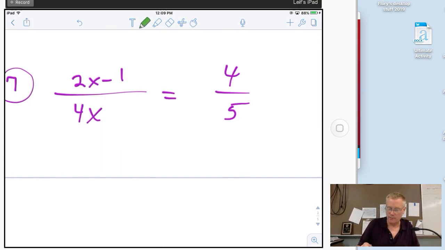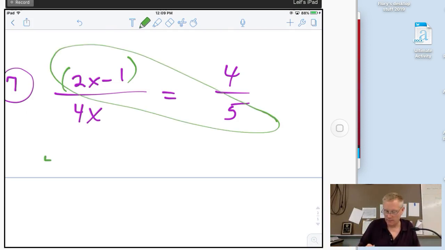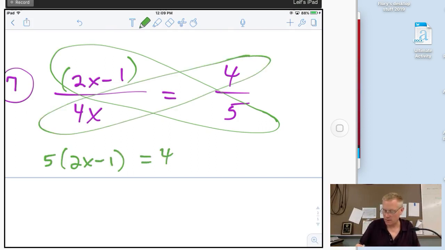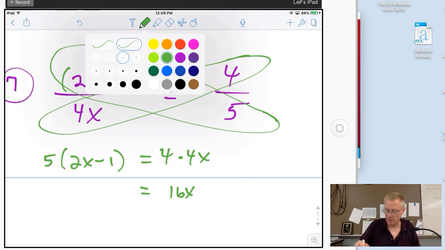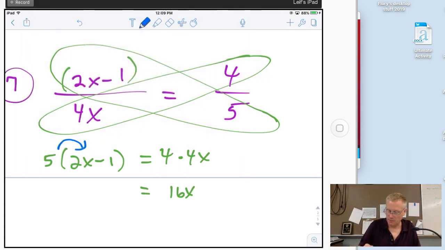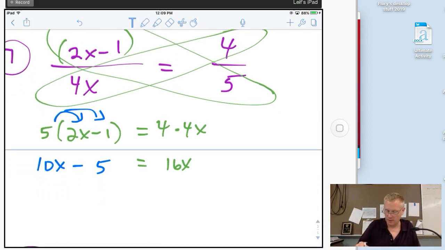This one, I'm going to cross multiply and solve. Now the thing you have to remember is anything that's got addition or subtraction in it, you got to put parentheses around it, okay? And then cross multiply. 5 times 2x minus 1. Multiply the other way, 4 times 4x. So that's 16x. This one I'm going to do distributive property, 5 times 2x, 5 times 1. 10x minus 5.